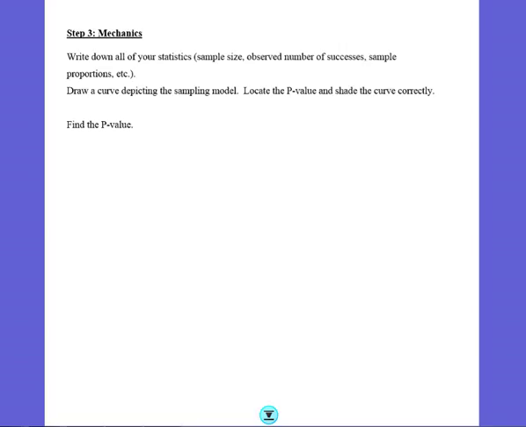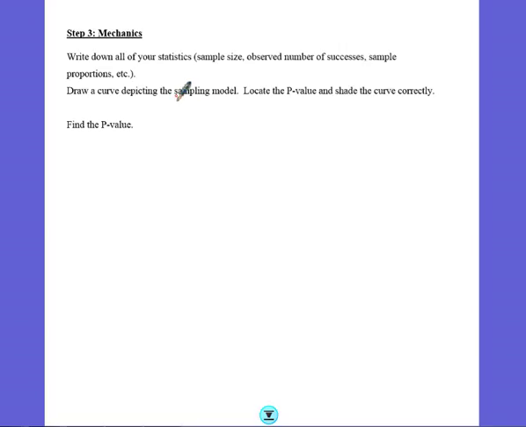Okay, so step 3 is the mechanics. For the mechanics, you are basically just showing your work. This is your workspace to say, here's my x value, so sample size, your n value, the observed number of successes, the sample proportion, your p-hat, whatever type of test you're doing, showing what those numbers are. You should draw a curve depicting what the sample model looks like.